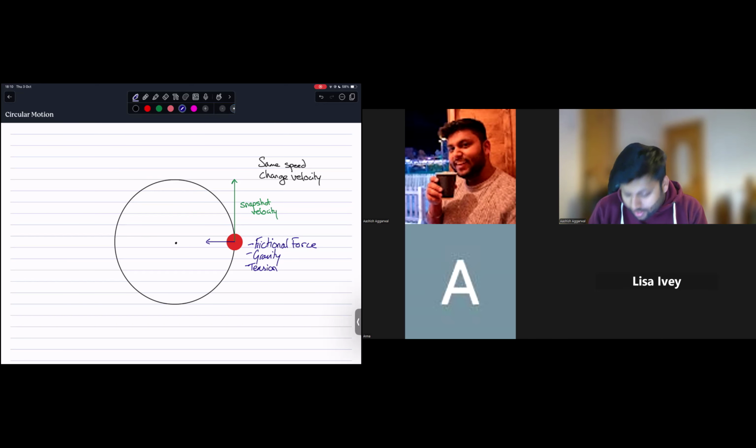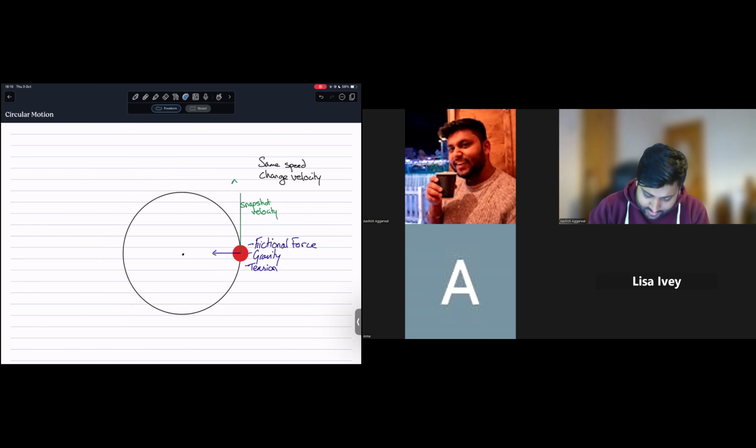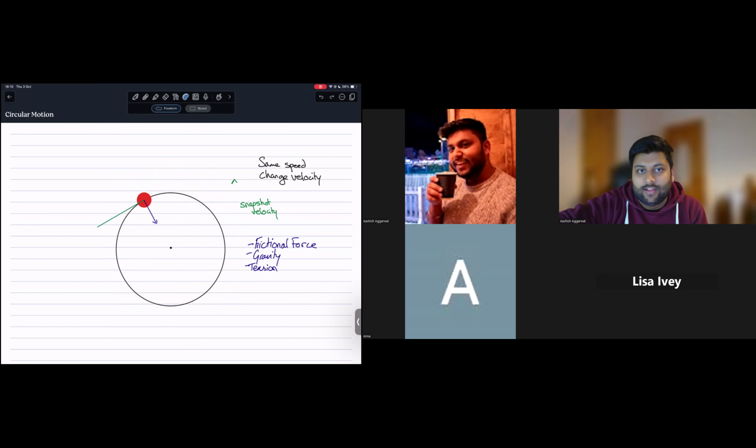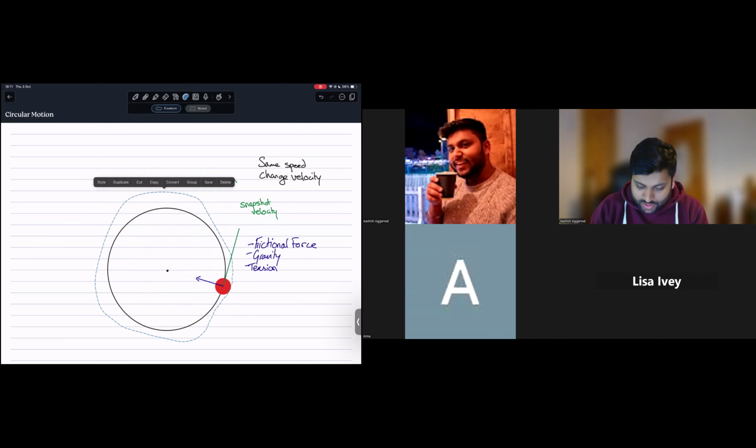So some ideas here. Gravity is only physically acting downwards. And if you imagine this traveling around, let's see if I can make this work. If this is rotating around like that, do you see how the blue arrow still stays pointing inwards? So the direction keeps changing.